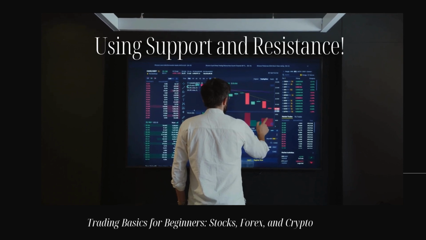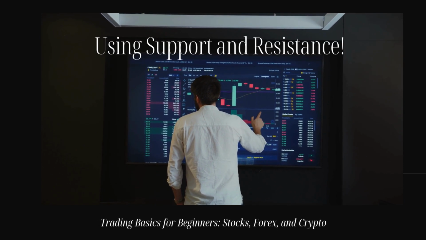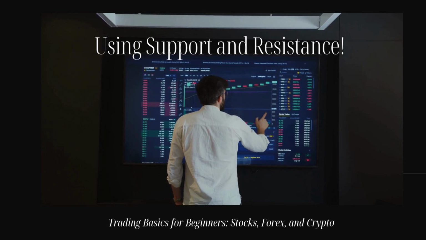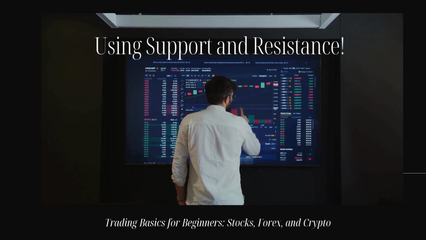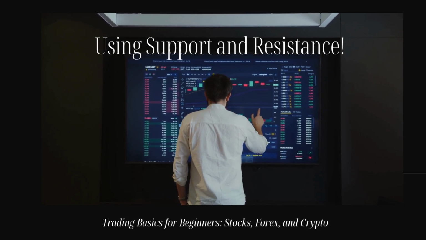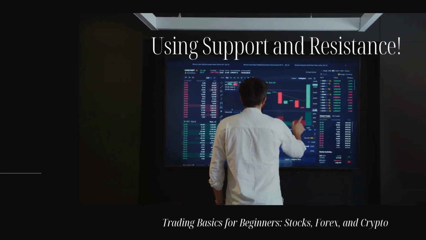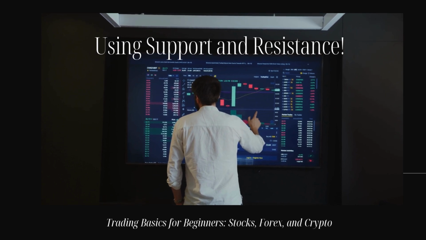Introduction. Welcome to the session on using support and resistance. What is support and resistance? Support, a price level where demand is strong enough to prevent further price drops. Resistance, a price level where selling pressure prevents prices from rising further. These levels are essential in trading because they help identify potential reversal points or continuation areas.